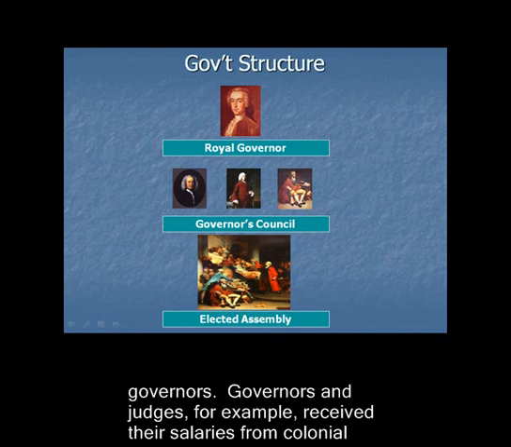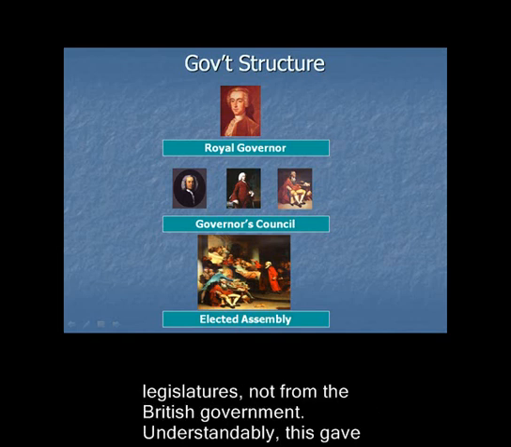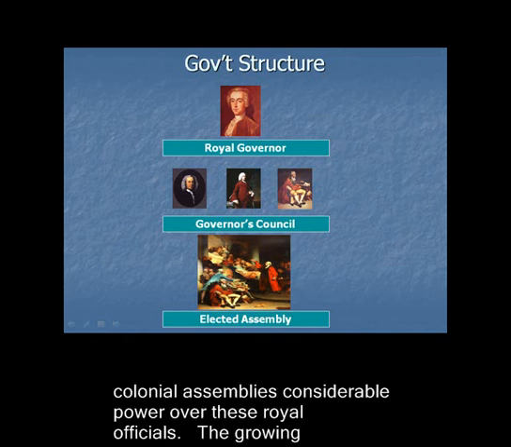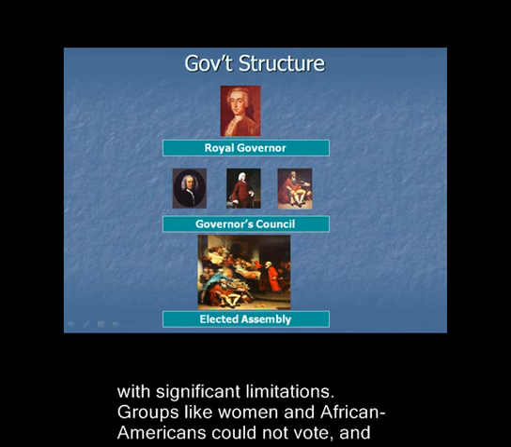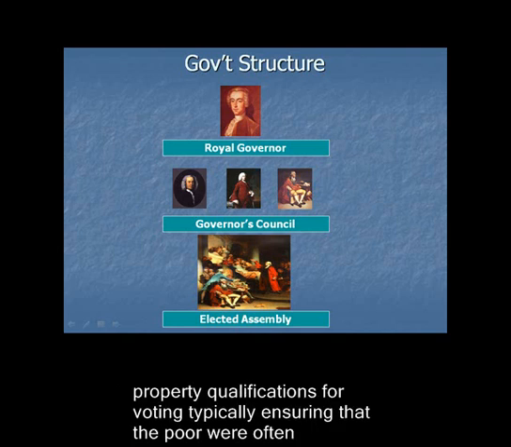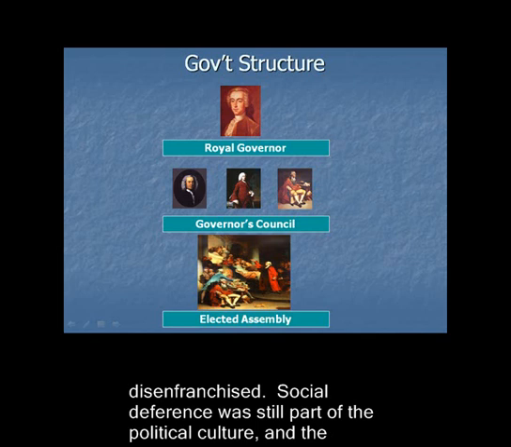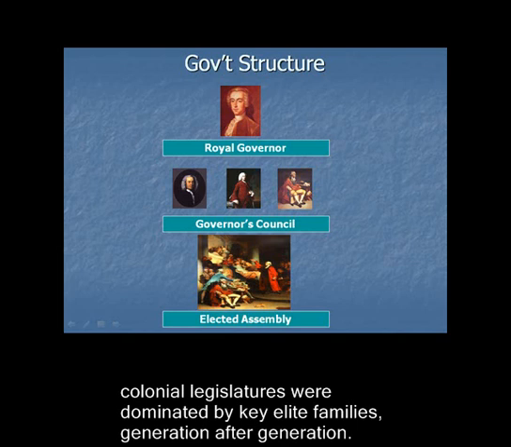Governors and judges, for example, received their salaries from colonial legislatures, not from the British government. Understandably, this gave colonial assemblies considerable power over these royal officials. The growing strength of colonial assemblies encouraged the development of democratic sensibilities, but with significant limitations. Groups like women and African Americans could not vote, and property qualifications for voting typically ensured that the poor were often disenfranchised. Social deference was still a part of the political culture, and the colonial legislatures were dominated by key elite families, generation after generation.